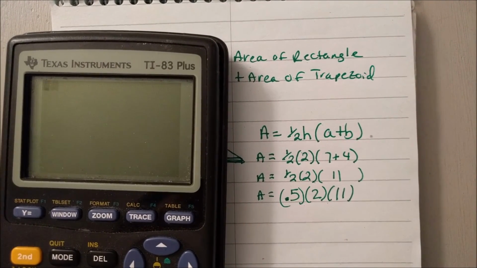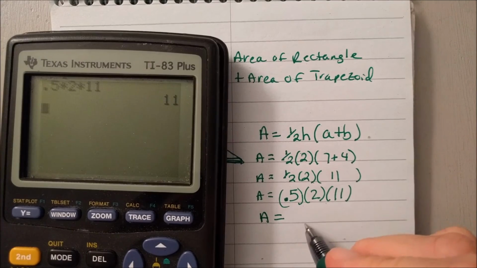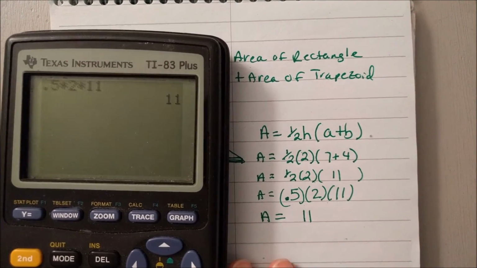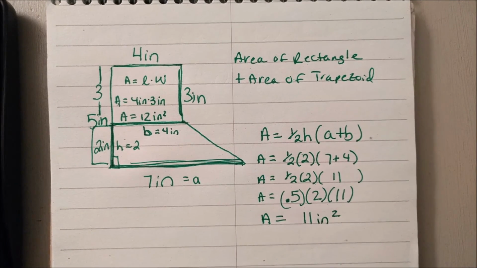Put that right in your calculator, 0.5 times 2 times 11. What are you going to get? It actually works out nice and neat that it is 11 square inches, because we are in inches, for your trapezoid.